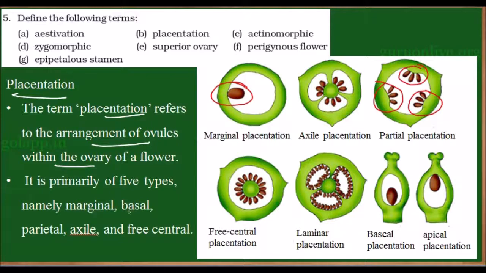So this arrangement of ovules in an ovary is called placentation. Generally there are different types of placentation like marginal, axile, parietal, free central, basal, apical, laminar. In marginal, we can see the ovule is present towards the margin. In basal, it is present at the base of the ovary. In apical, it is present at the top. Likewise, the arrangement of these ovules in an ovary is called placentation.